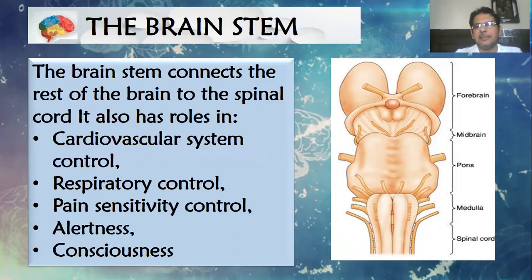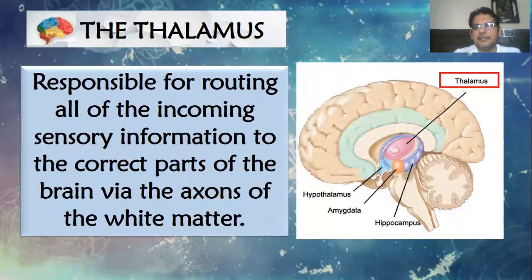So the brain stem is actually at the base of the brain, at the very base, and then it connects to the spinal cord at the very back side. So it is involved in different functions as he had mentioned. And then there is a thalamus. Thalamus is at the very center of the brain. This is responsible for routing all of the sensory information to the correct part of the brain via the axon or the white matter. So a thalamus is a part of the brain which is collecting all the sensory information.